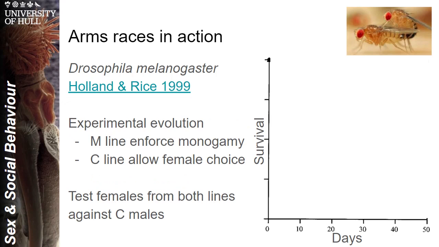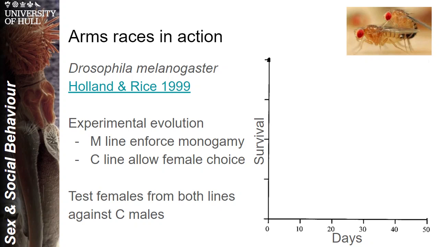So that means maintaining 2 populations of Drosophila in culture in the lab for multiple generations to look at how they evolve. And what they did was they had an M line where they forced females to mate monogamously. In that line, you're not allowed to choose a mate. So males come from a wild-type population where they've been evolving normally. The females are given a male randomly, and they're not allowed to choose a male.